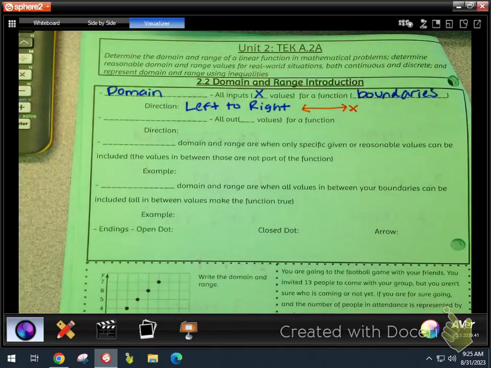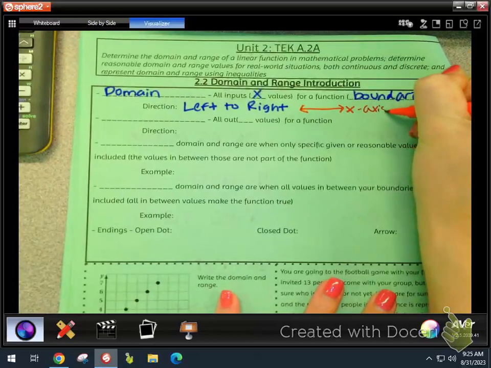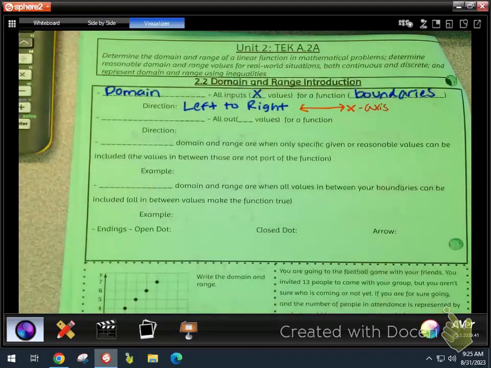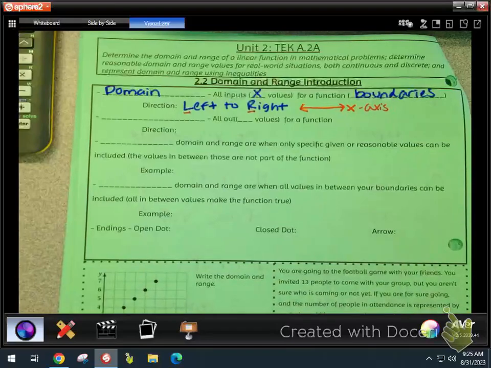Okay, so you're looking at your x-axis and you're listing your boundaries from the left to the right. That's your x-axis right here. So when I draw these boundaries in, I'm going to be drawing vertical lines that are cutting through my x-axis, and I'm looking at what x value is happening there. But the key is that you've got to go from the left to the right. That's our domain. Let's talk about the other one.